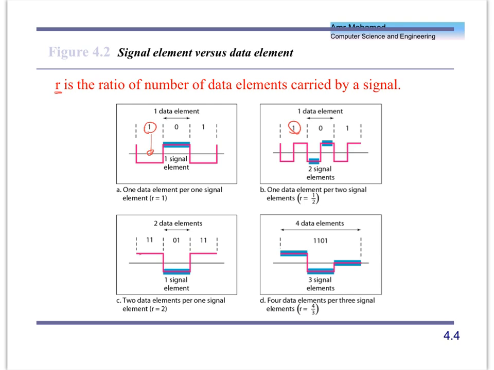But we can have the reverse scenario, where we have 1 signal element to represent 2 data elements. In that case, R is 2. And by doing that, we can have higher bit rates. According to Nyquist, we can have higher bit rates in the same bandwidth because we can use one signal element to represent 2 bits.